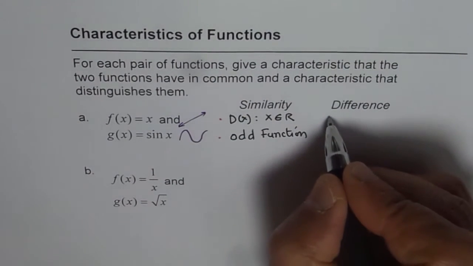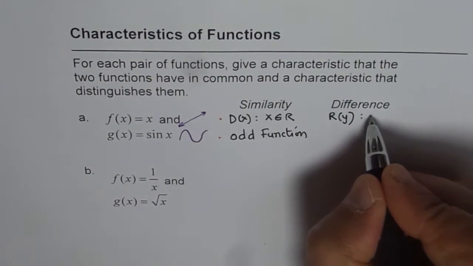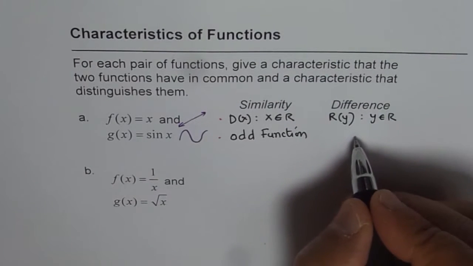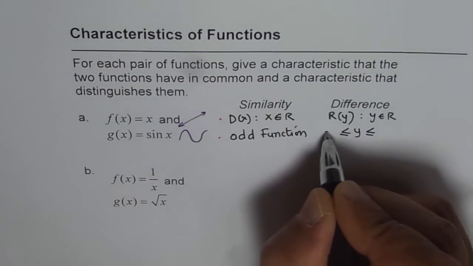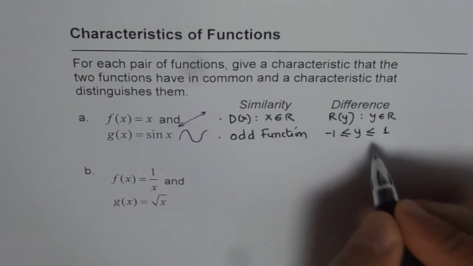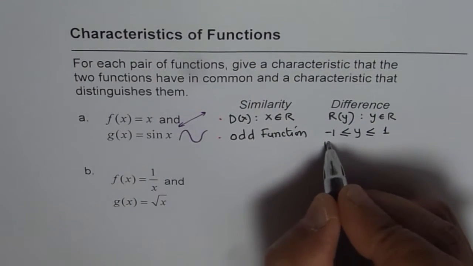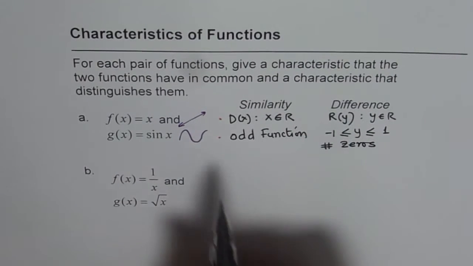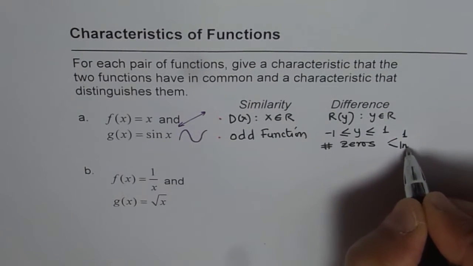One I should say is range. Now, as far as the range is concerned, for linear functions, it is y belongs to real numbers, but for the sine wave, it is restricted from both sides. It is between plus and minus 1, right? So that is a good distinguishing feature between these two. The other feature which I find very interesting is number of zeros, or x-intercepts. So for the linear function, we have only one zero, and here we have infinite zeros.